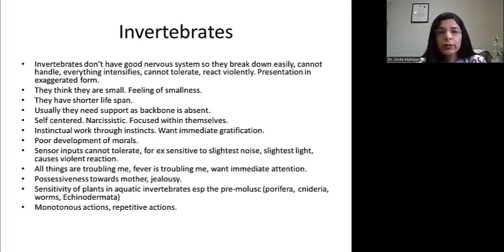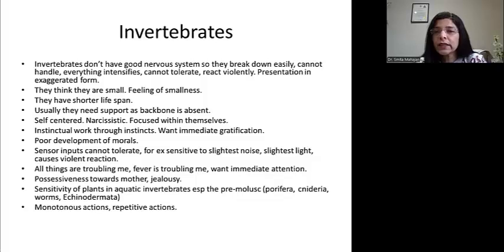Because they don't have a good nervous system, they will break down easily. They cannot handle things. The talk will be like, I cannot handle. Whenever there is a stressor in my life, I am not able to handle that stress. I cannot tolerate it. Something happened in my life. I am all alone. I am fragile. I don't have the capacity to handle this. This will be their talk.